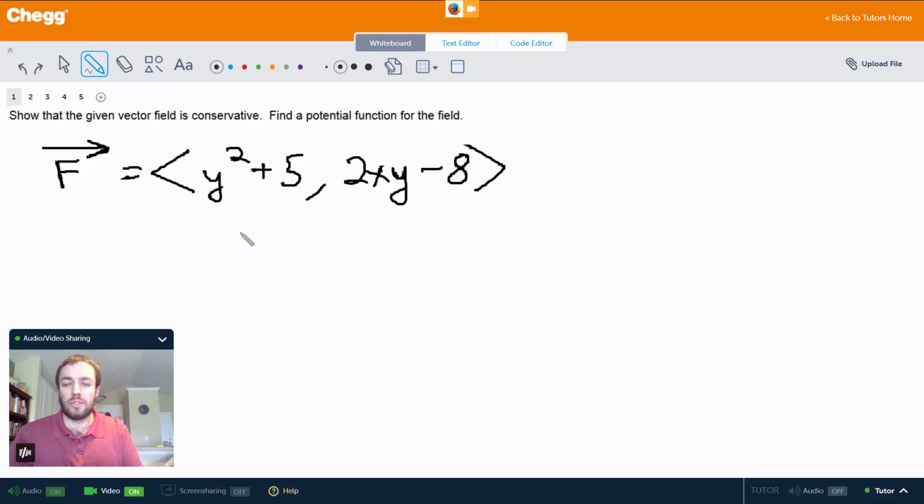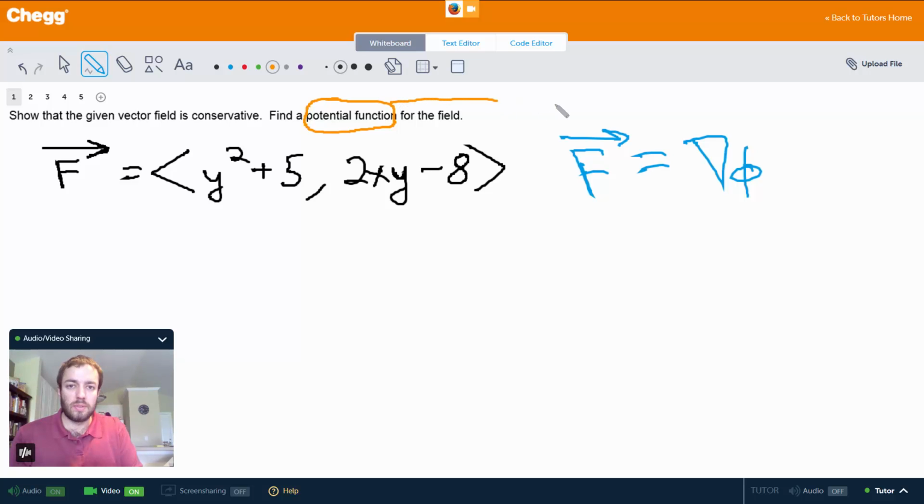So a vector field is conservative. There are a few different ways to characterize it, but it's conservative if and only if the work done around a closed path is 0. So we can use integrals to calculate the work done. Or another way we can think of this is a vector field is going to be conservative if we can express f as the gradient of some function phi. And actually this function phi is the potential function here. So what we want to do is show that our vector field is conservative and then find this function phi that the field is the gradient of.